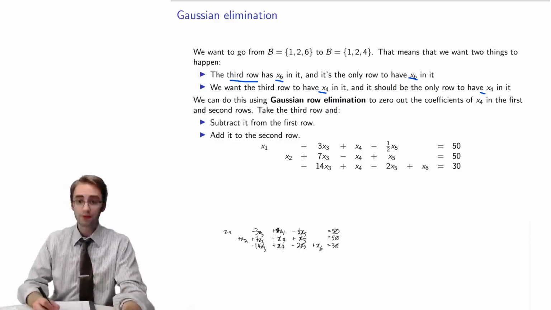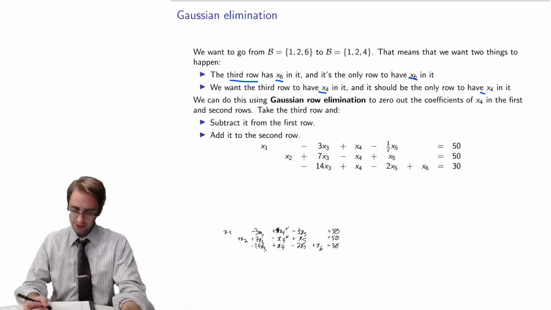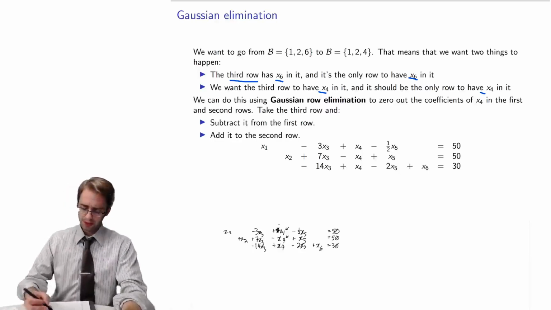So these two entries here, when I do the next video, you're actually going to be able to see my hands, and it's going to make this a lot easier. But for now, I'll say, okay, these two entries here, this minus x4 and this plus x4 in the first and second rows, we want to zero those out. We want those to be 0. So what does that mean it should do?